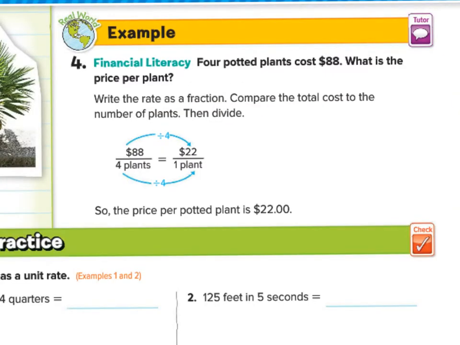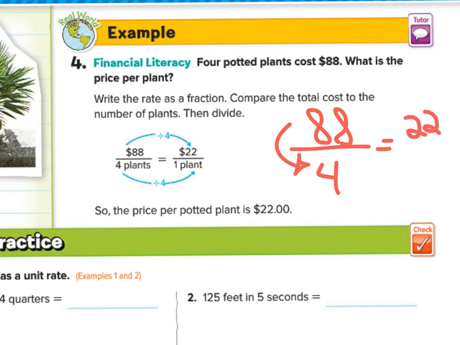And finally, example 4, financial literacy. 4 potted plants cost $88. What is the price per plant? Again, you have your $88 for 4 plants. Divide the top by the bottom, and when you do that, you should get 22 over 1. And you can see it right there. $88 for 4 plants. You divide the top by the bottom, 88 divided by 4, it's going to give you 22 for 1 plant. There you go. So the price of a potted plant is $22.